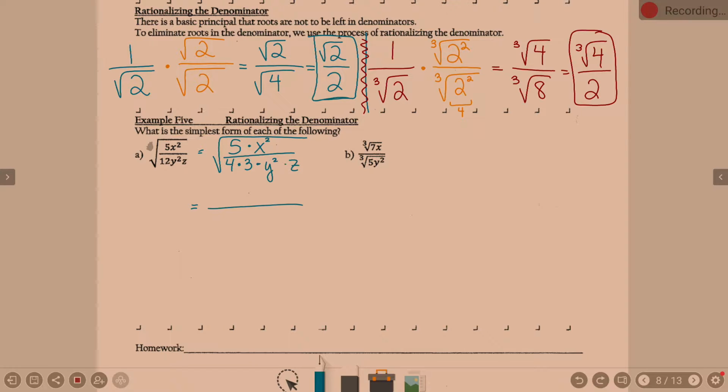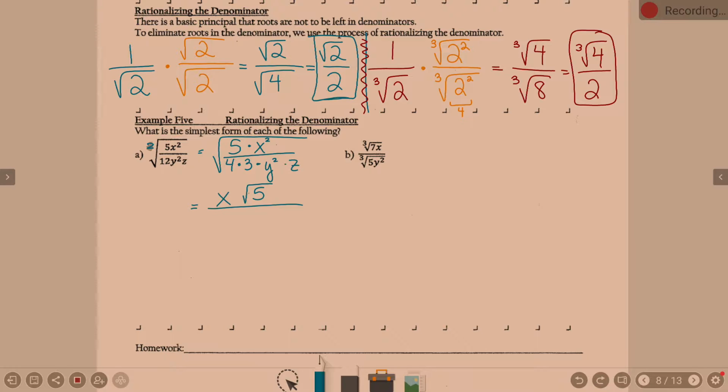Can I take the square root of 5? No, it's going to stay 5. It's going to stay under the radical. Can I take the square root of x to the 2nd? Yes, because how do I take the square root of an exponent? We divide it by, in this case, the 2. 2 divided by 2 makes us x to the 1st, and that's going to be outside the radical. Are we okay with that?